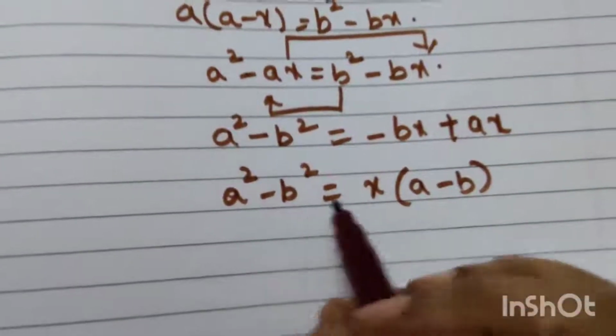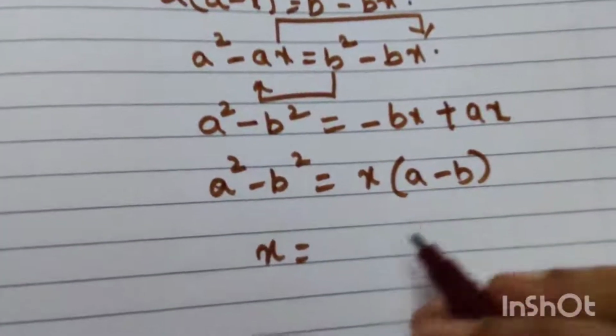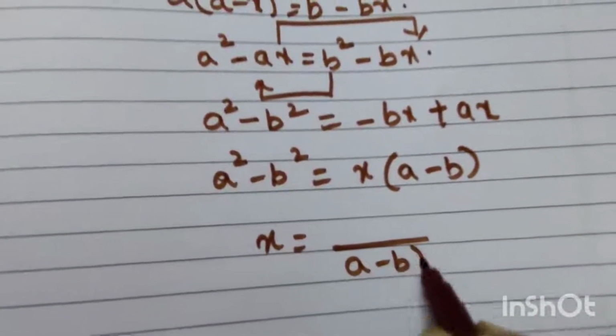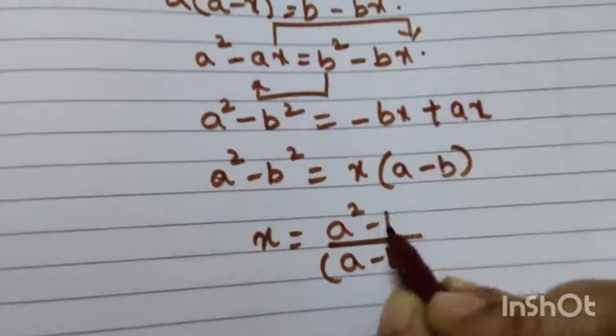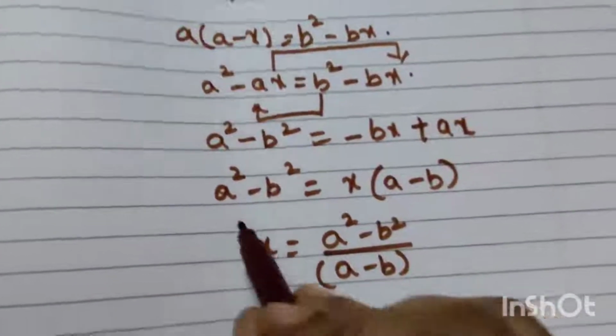So from this the x value will be, see this is in multiplication. So if you're taking x is equal to, that means it is coming into division, a square minus b square divided by a minus b, because he told us to find x, right? So the x value is this.